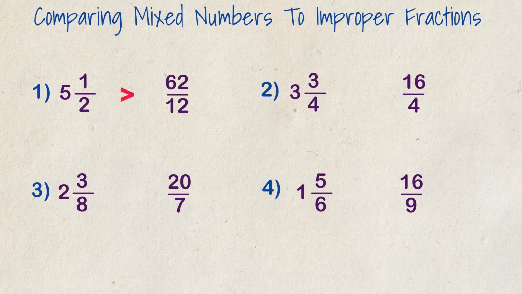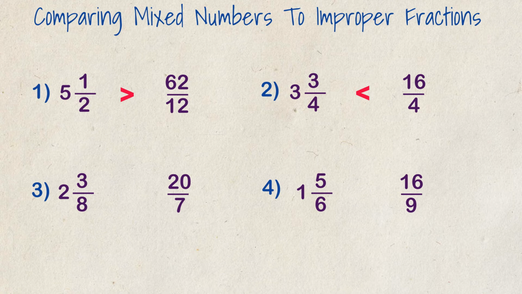Example 2, compare 3 3/4 to 16 over 4. Again, I'm going to look at this one by converting the improper fraction to a mixed number. We divide 4 into 16 how many times? Well, 4, and that becomes our new whole number. And guess what? 4 is bigger than the whole number of 3 in our mixed number, so we know that 16 over 4 is greater than 3 3/4.